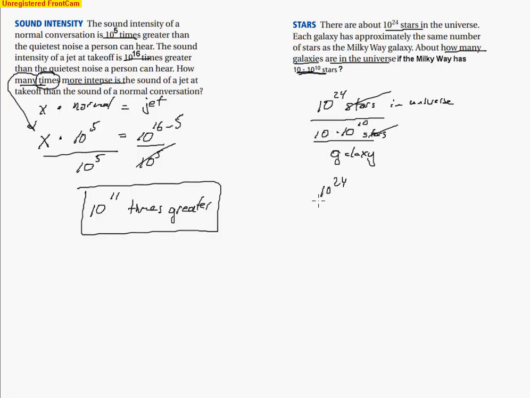So I've got 10 to the 24th over 10 to the 11th. I got that by adding this 1 ten to the 10th, to the exponent of 10 to the 10th, because I've got 1 ten and 10 tens being multiplied, which would make 11 tens. And so now I can go ahead and subtract the 11 from 24, and that would leave me with 13. So 10 to the 13th galaxies is what we would end up seeing there.